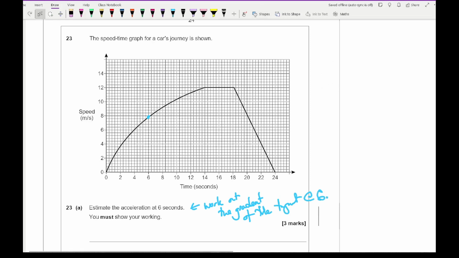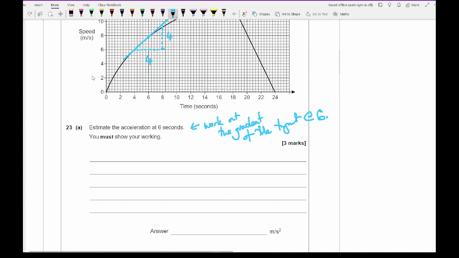So from this, what I then need to do is draw a tangent. Now again, everyone's tangent is going to be slightly different, and I think what they're looking for is just the fact that it does touch that point, which again is going to be incredibly difficult on the computer, but hopefully you'll know what we're trying to do. So from this point, what we then need to do is draw a triangle and then look at the distances. So that's going to be 4 and that's going to be 4 as well. So I would give an answer of around about 1 meter per second squared would be our acceleration.